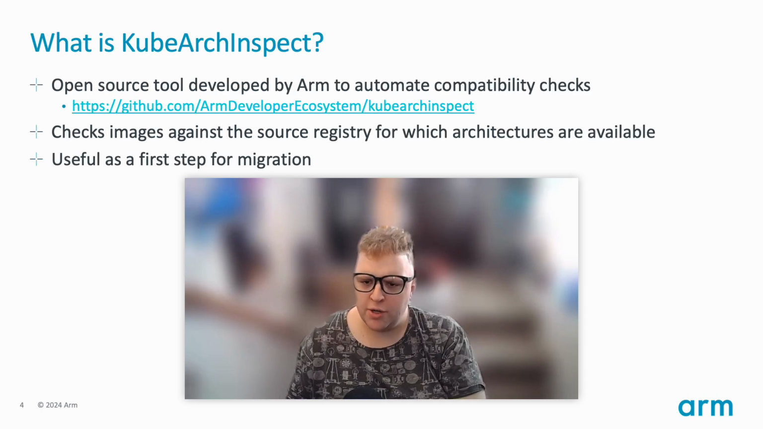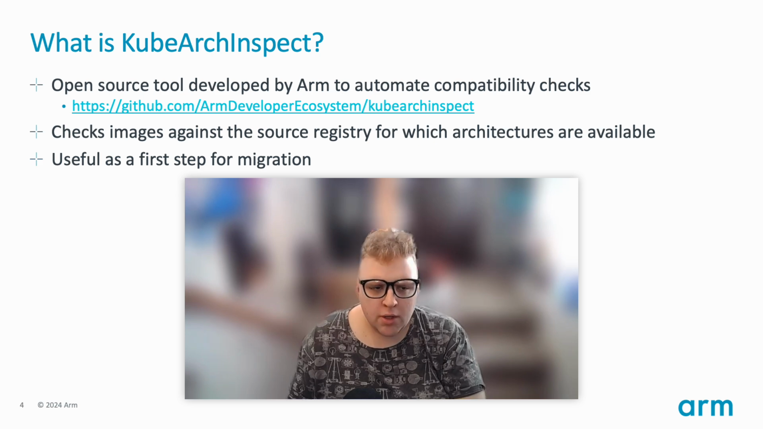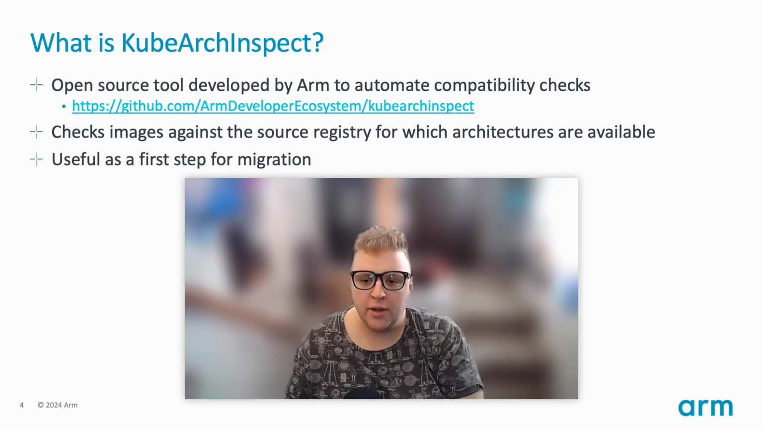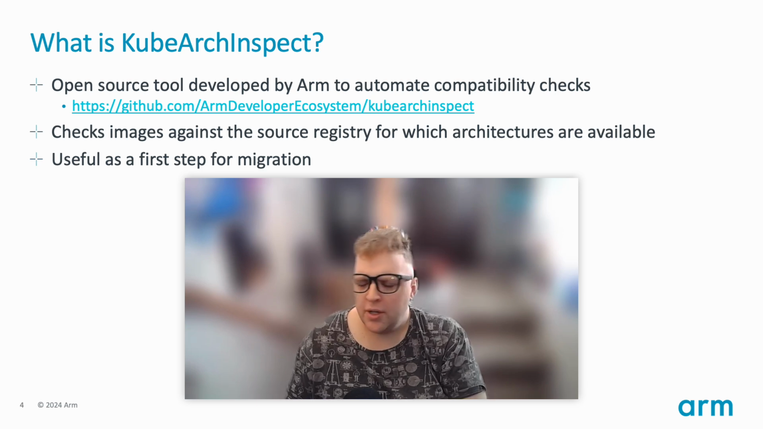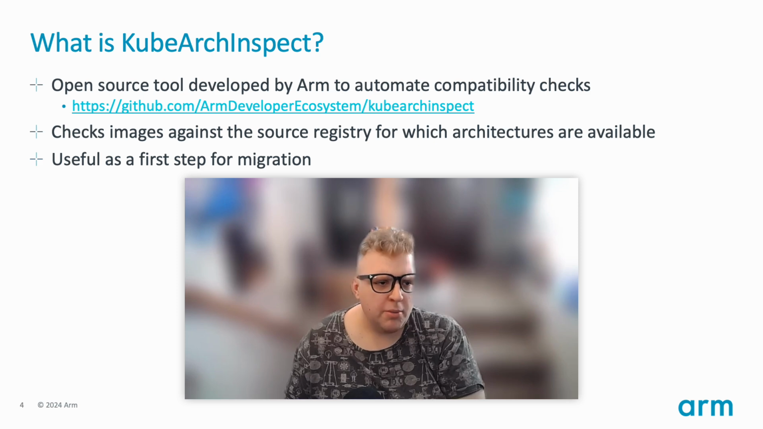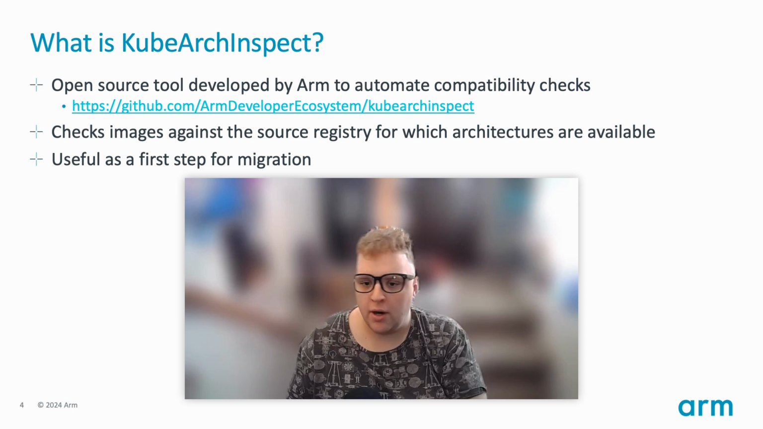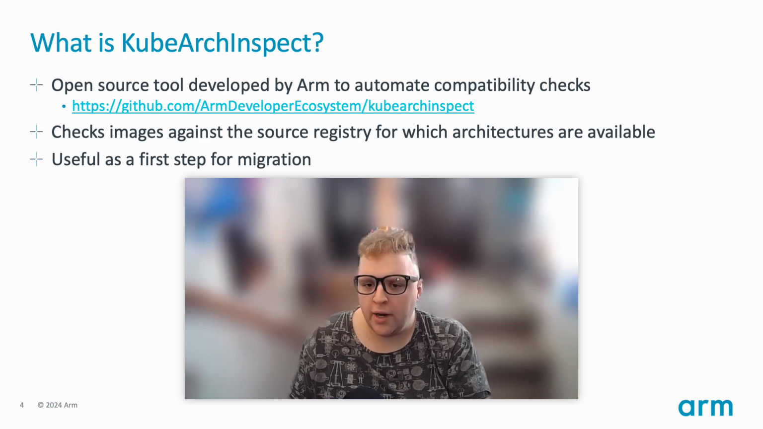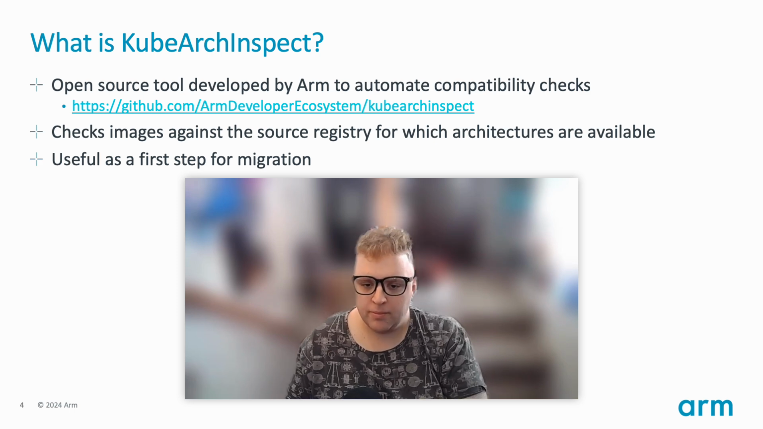So what is KubeArchInspect and why would you want to use it? Well, if you have an existing Kubernetes deployment and you're not sure if all of your clusters will be compatible with ARM architecture, you can run this utility to automatically check all the source registries for your images and make sure that there is an ARM64 version available. This is a great first step for migration because it is a quick check that you can run on a live cluster without disrupting everything, to get a sense for what areas you'll need to look into in order to migrate to ARM architecture.